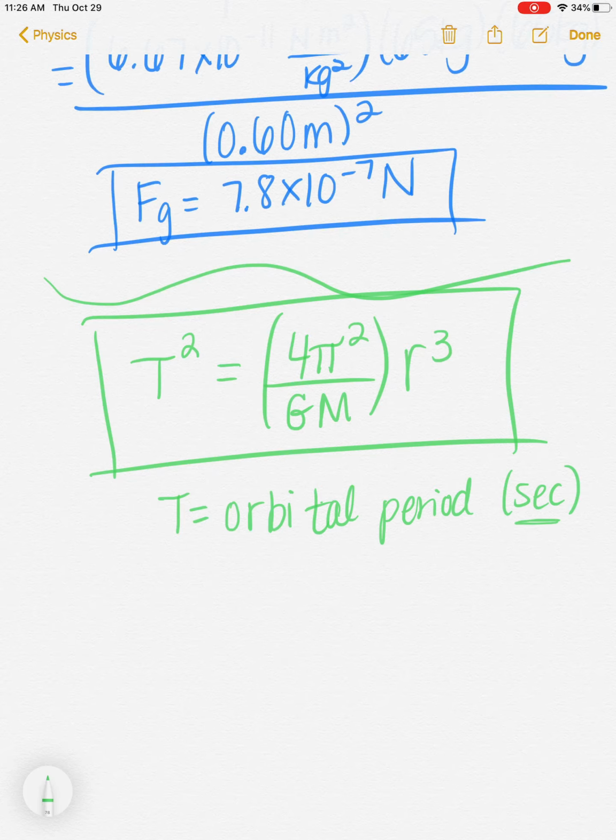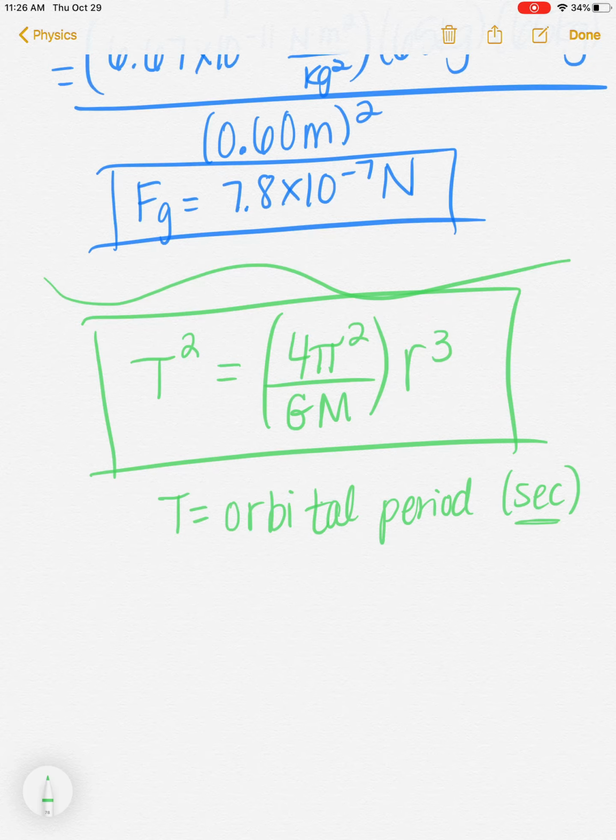Satellite is a term that technically means any smaller object moving around a larger object. So the moon is a natural satellite of the Earth. The Earth is a natural satellite of the sun. So any smaller body moving around that larger body. So T is the time it would take for that smaller body, the satellite, to complete one full circle.